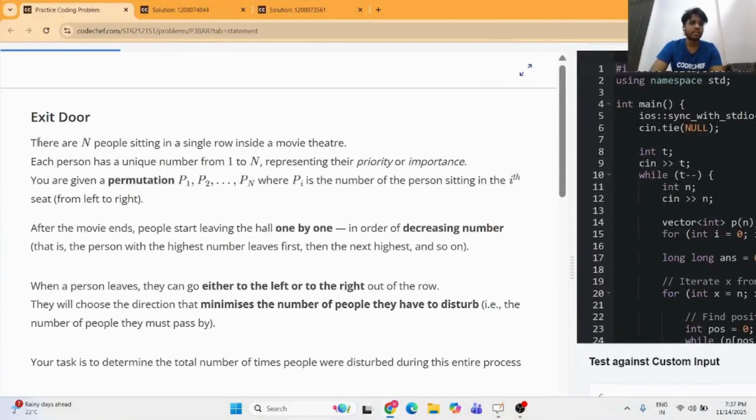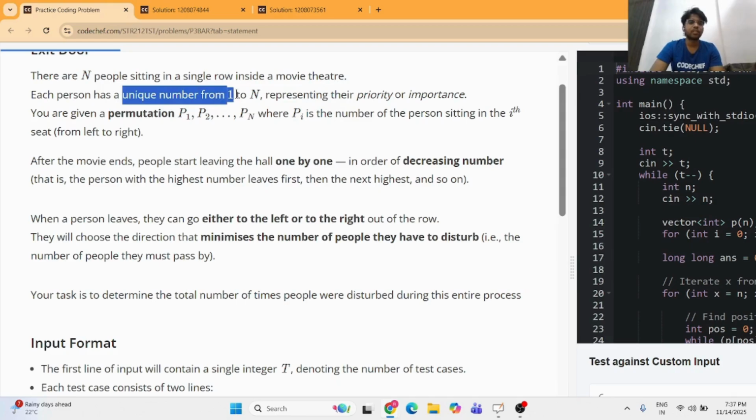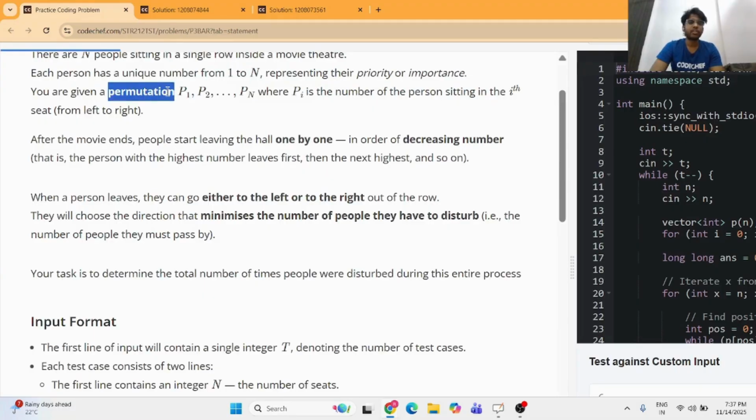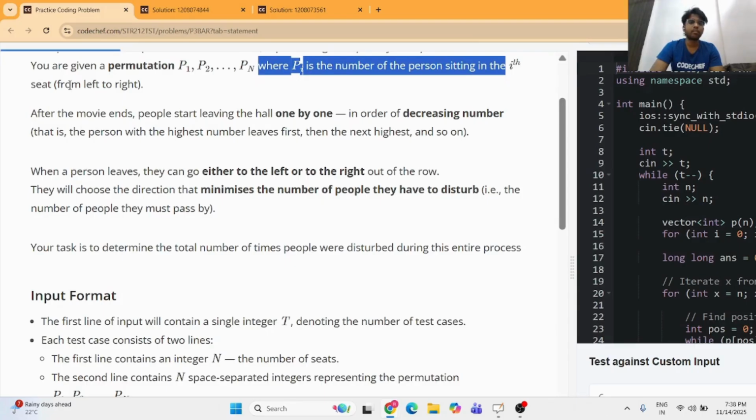So guys, the problem says there are N people sitting in a single row inside a movie theater. Each person has a unique number from 1 to N representing the priority or importance. You are given a permutation P1, P2 till PN, where P of i is the number of the person sitting in the ith seat from left to right.